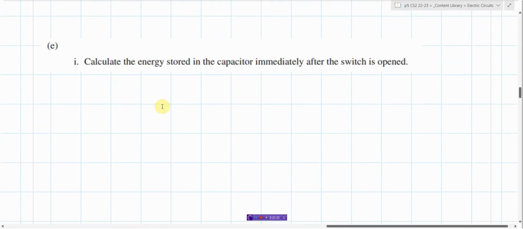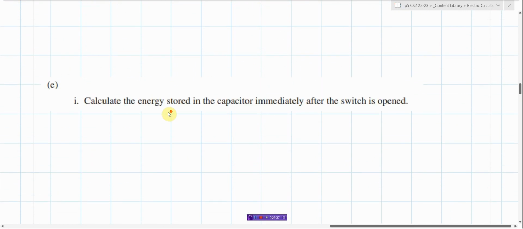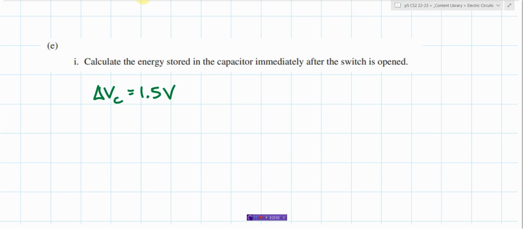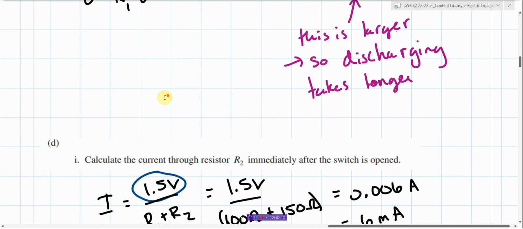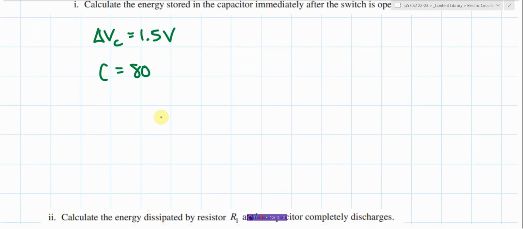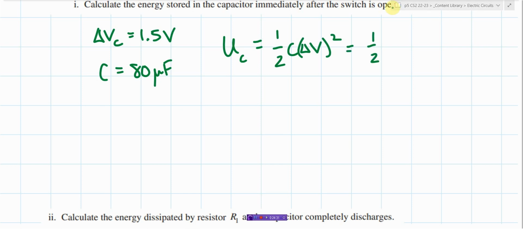Okay, E1. Wait, that was D2. Okay, E1. Calculate the energy stored in the capacitor immediately after the switch is opened. So this is when the capacitor was charged to 1.5 volts. So I have the delta V across the capacitor. It's 1.5 volts. I also know the capacitance. They told us, what was it? 80 microfarads. Well, right there, I know an energy stored in a capacitor equation that just has delta V across the capacitor and capacitance of the capacitor, and that's it. It's this one. So just plug your numbers in. That really is it. There's nothing else to do here.